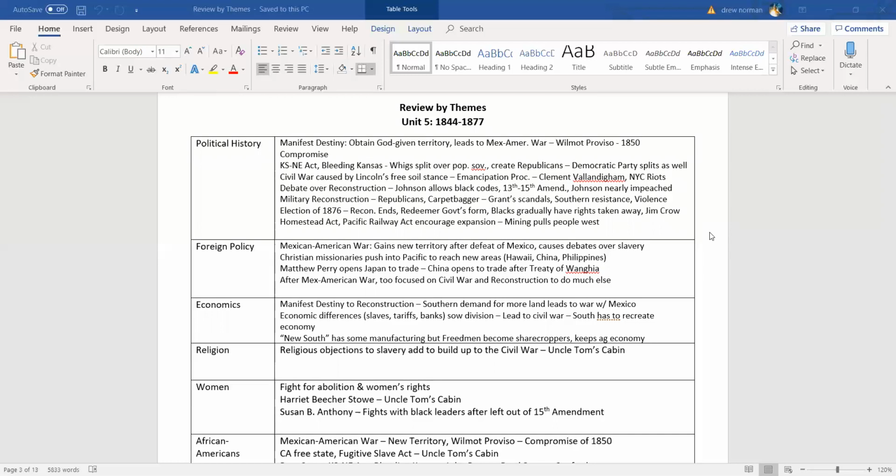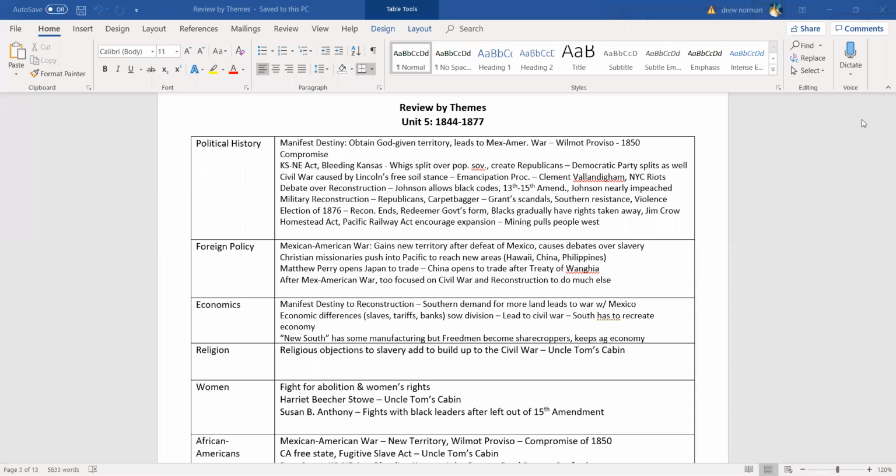So with that in mind, what the North decides to give up is they're going to allow a Fugitive Slave Act to become stronger. The South, meanwhile, gets that added. Meanwhile, the South concedes California to become a free state.